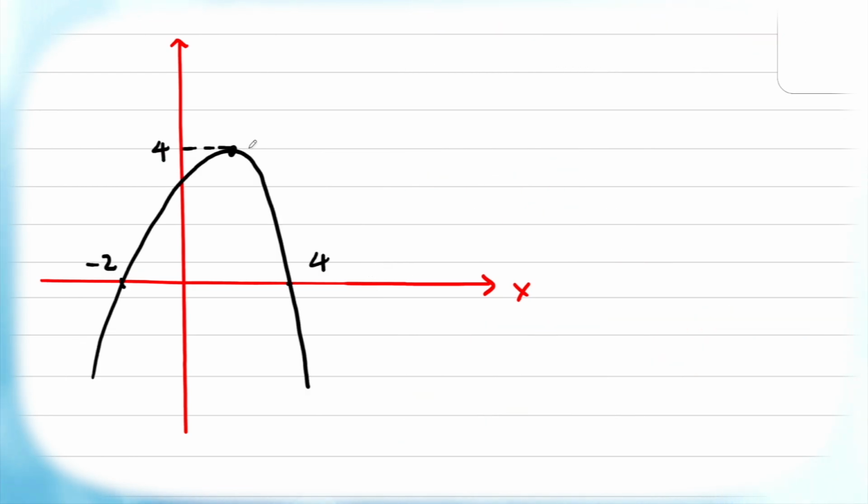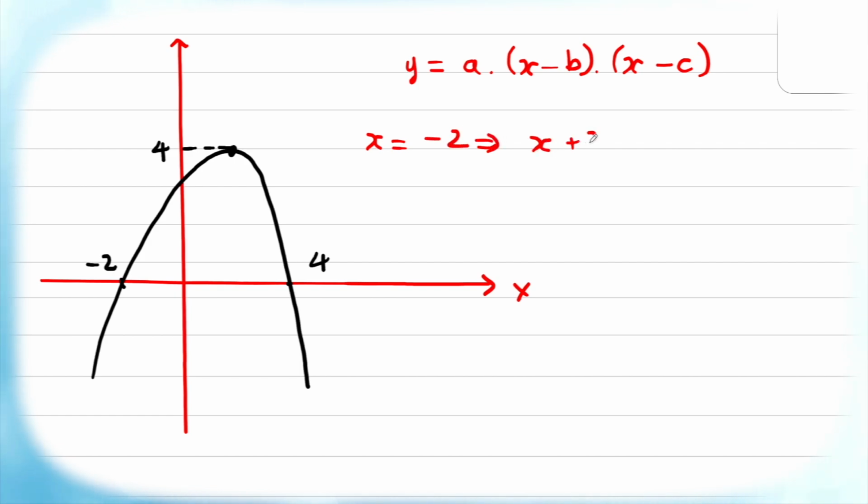The second example you got here. The point of this one will be the vertex, which means the maximum point. So how can I figure out the graph here by the factorizing form equation? We can see that minus 2 will be the x-intercept, x equal to minus 2, so x plus 2 is the first bracket, and x equal to 4, so x minus 4 will be the second bracket.